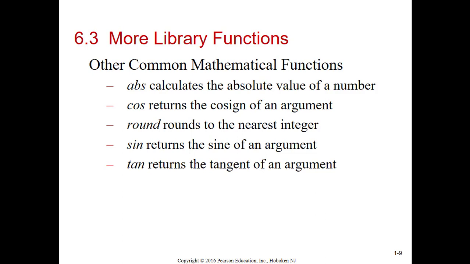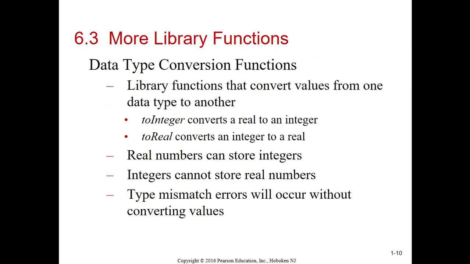COS returns the cosine. Round rounds it to the nearest integer. Sin returns the sin of the number. Tan returns the tangent. Say the number, they refer to it as an argument, but it's going to be a number that you send. You have data type conversion functions.